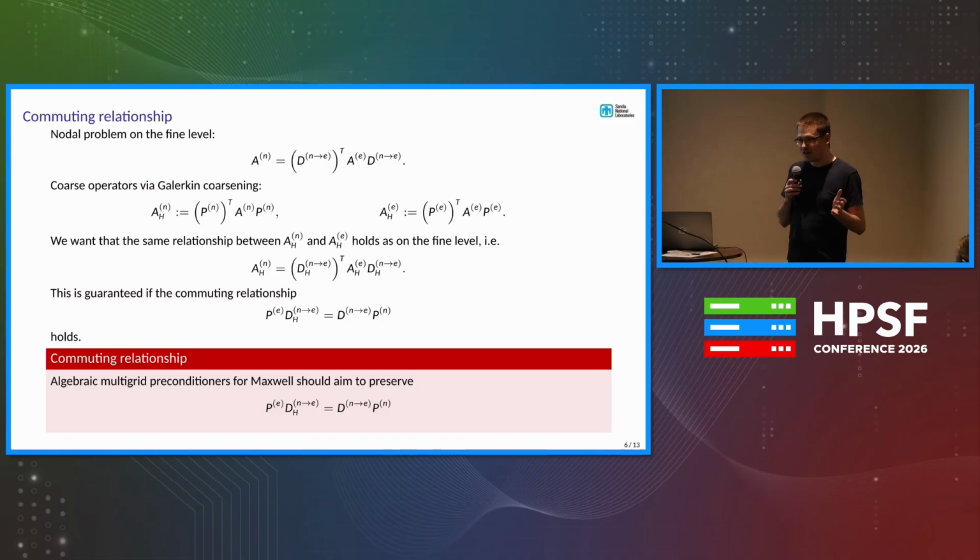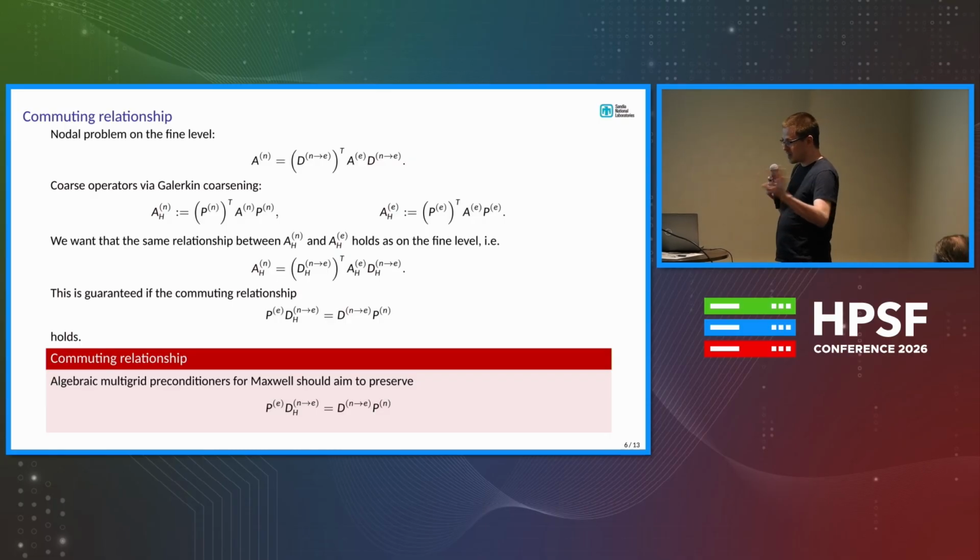And so this is really our main job now. If we want to do algebraic multigrid for curl problems, we clearly know how to coarsen a nodal problem, but we need to make sure that for our edge problem, we preserve this commuting relationship. This is our main goal.